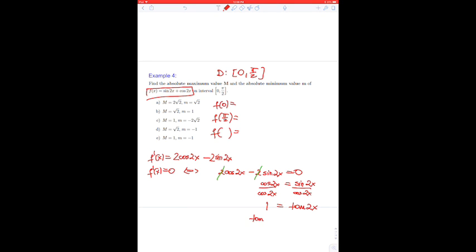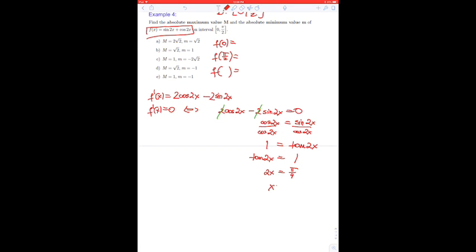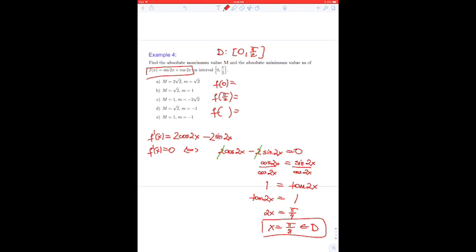Let's switch the sides. Tangent for what angle is 1? This is my angle. That's my tangent for pi/4 is 1. Then I can just solve for x. Dividing by 2 will be pi/8. And pi/8 is in the domain. That means my critical point is pi/8. Let's find the values, and the highest will be maximum, the lowest will be minimum.